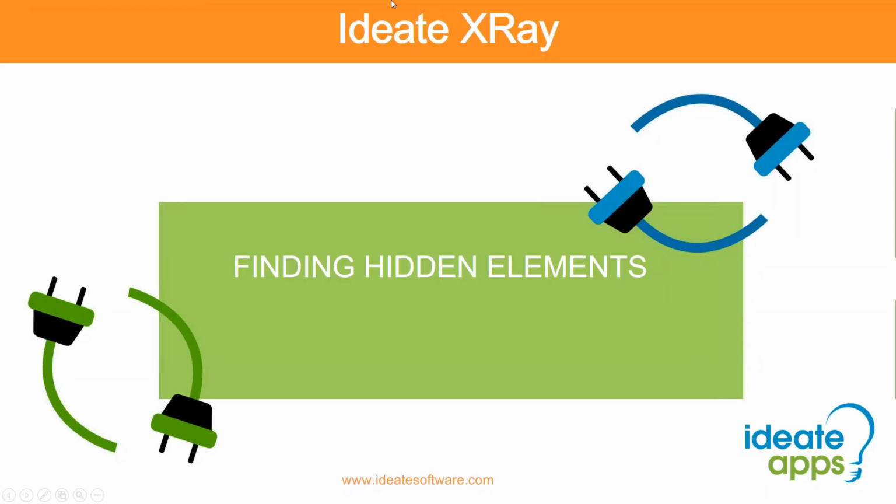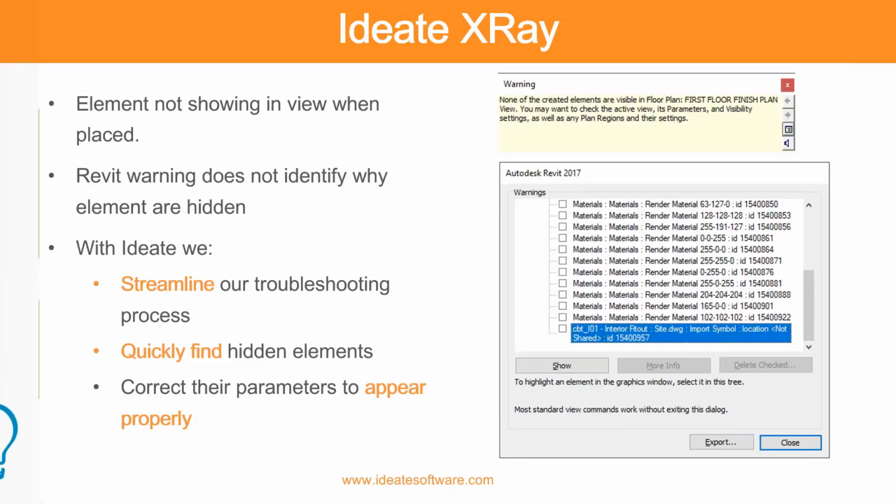Hi, so I'm going to be going over Ideate Xray. A common problem that our users face when they go to place an object in a view is that it's nowhere to be found. Often, Revit will give you a warning telling you that the object you placed is not visible, but this warning never tells you why the object's not visible. Typically, our users will email us asking us to locate these hidden objects and to find out what's causing the problem. Our team then goes through a checklist of about 20 items to troubleshoot the issue: work sets, filters, model types.